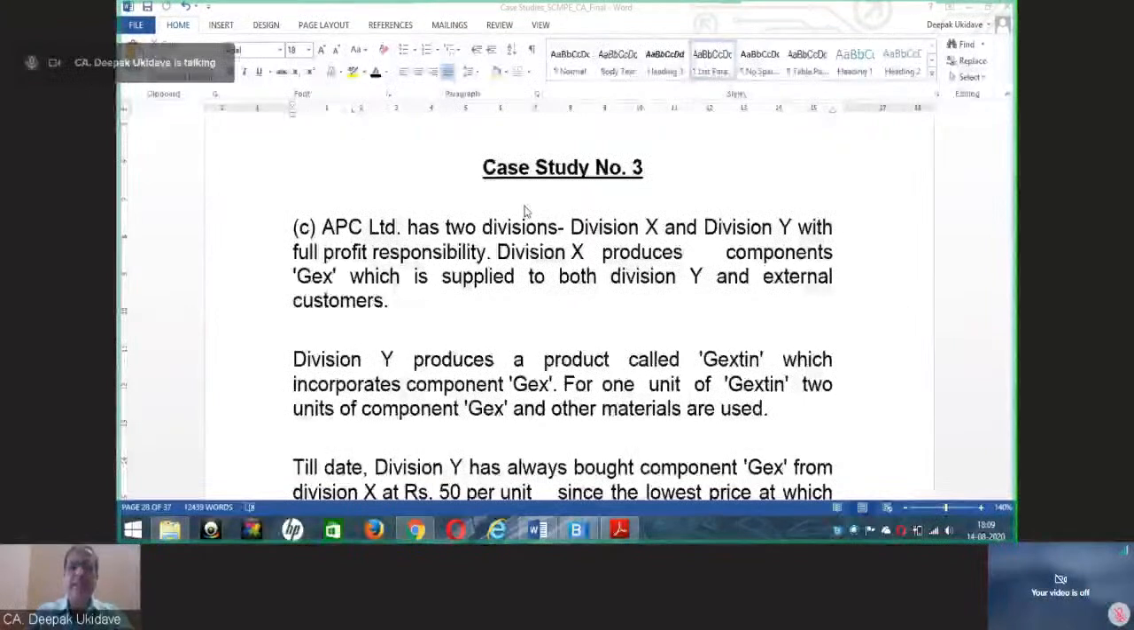Obviously the division X manager is not going to listen to my request, for the only reason that the performance of his division will be adversely affected. If he reduces the transfer price from 50 rupees to 47 rupees, his performance will be affected and then his bonus will be affected. He will have to suffer in terms of his performance linked incentive or bonus. So he will not be ready to reduce the price from 50 to 47.